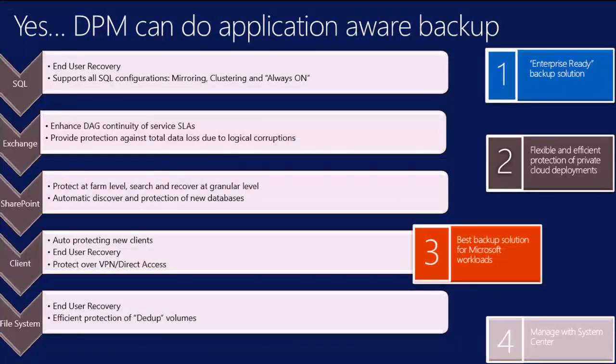Also, you can set a policy as a backup admin saying that if this guy doesn't back up for 15 days, you have to raise an alert. And DPM will track that and make sure that there will be a backup at least once in a minimum of 15 days. Also, it will raise an alert to you saying that, hey, this guy is not backing up, so take some remedial action. So these kinds of SLA-based alerting are also possible. And yes, you can protect over VPN or direct access. And obviously, end user recovery is possible.